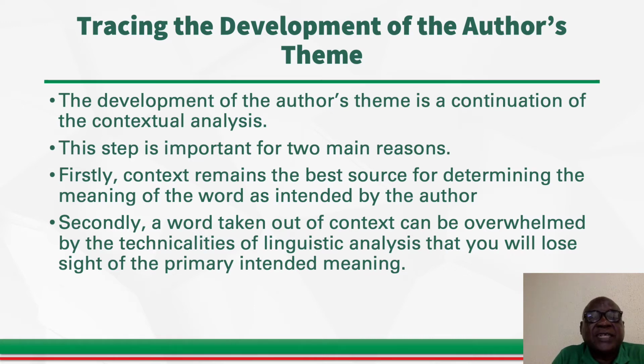Now, how do you trace the development of an author's theme? Actually, the development of the author's theme is a continuation of contextual analysis, and this step is important for two reasons. First, the context remains the best source for determining the meaning of the word as intended by the author. Second, a word taken out of context can be overwhelmed by the technicalities of linguistic analysis that you will lose sight of the primarily intended meaning.